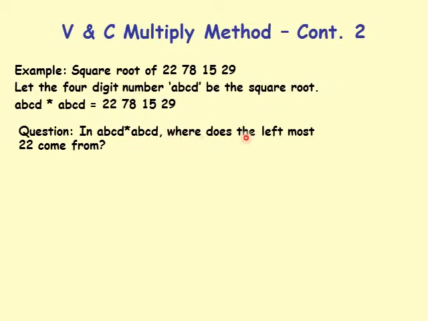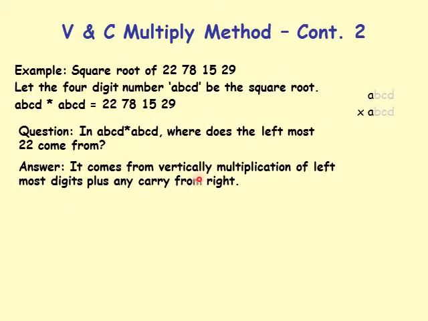Let's continue here. First we know A is 4. The question is, where does the leftmost 22 come from? In this multiplication of ABCD times ABCD, where does that leftmost pair 22 come from? Here is my multiplication. When we compute the leftmost pair, we use the vertical multiplication of the leftmost digit A times A plus any carry from the right.